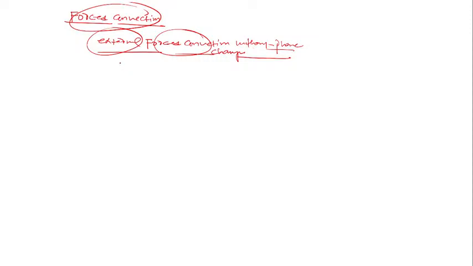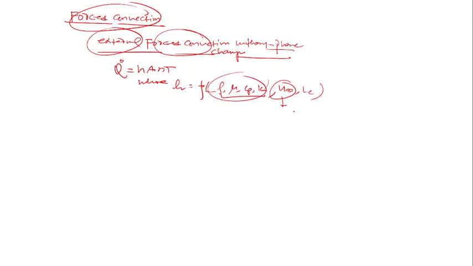Clear? So in this case, I told you the heat transfer is dependent upon hA delta T, where h depends upon rho, mu, Cp, k, all properties of the fluid, along with U infinity, what is U infinity? I will discuss. What is here Lc? It's the characteristic length. U infinity is called the upstream velocity. Upstream. Clear?